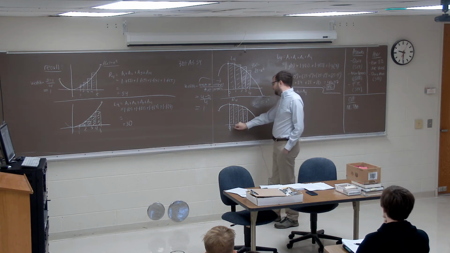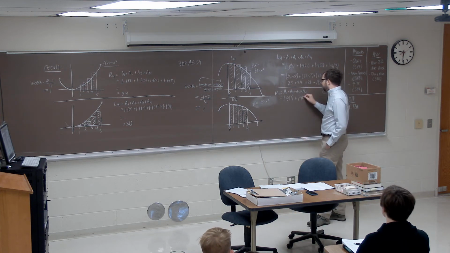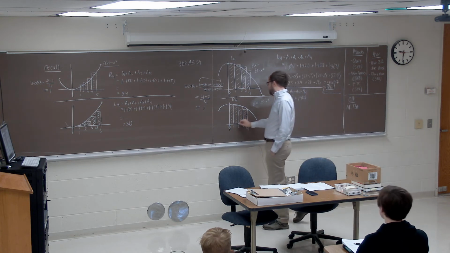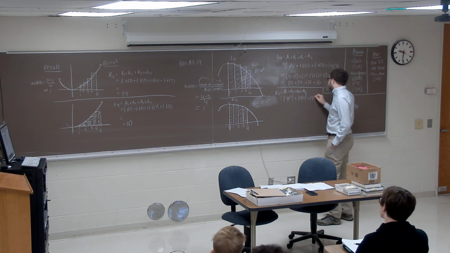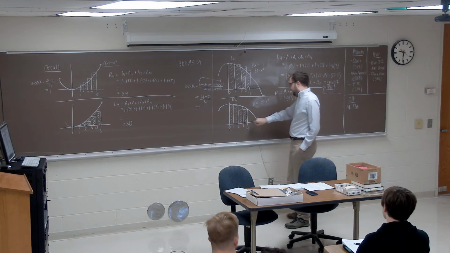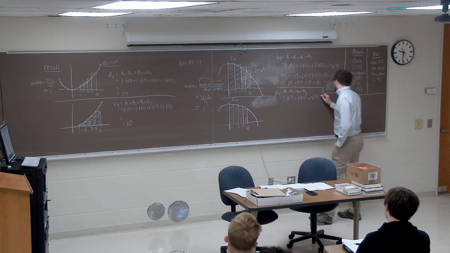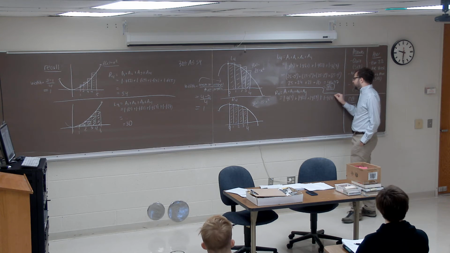Second rectangle goes from 1 to 2. If we use the right endpoint 2, plug that into the function, we'll get a height of g of 2. Third rectangle goes from 2 to 3, plug in 3 into the function for that height. Fourth rectangle goes from 3 to 4, has a right endpoint of 4, so we'll get 1 times g of 4.